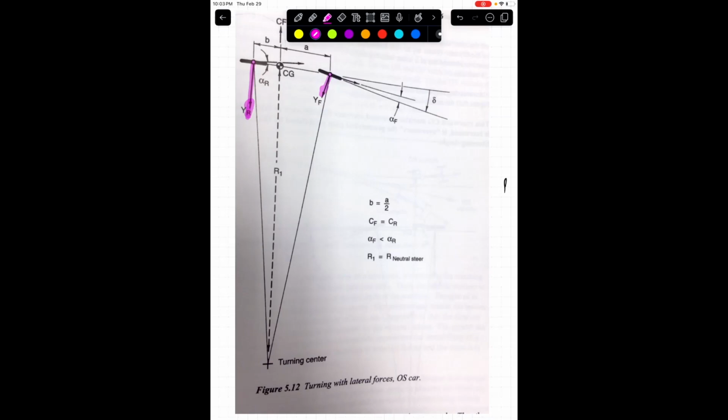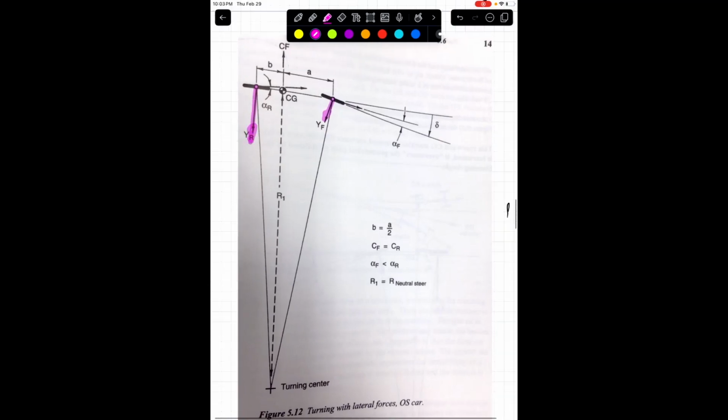As you increase your normal force, Y of R gets bigger. So basically, this diagram is showing what the forces would need to be in order to make this car neutral steer. If we put the C of G near the back of the car, then that doesn't necessarily suggest that Y of R is going to be of this magnitude. Yeah, which is going to be weird. It's going to be bigger than YF.